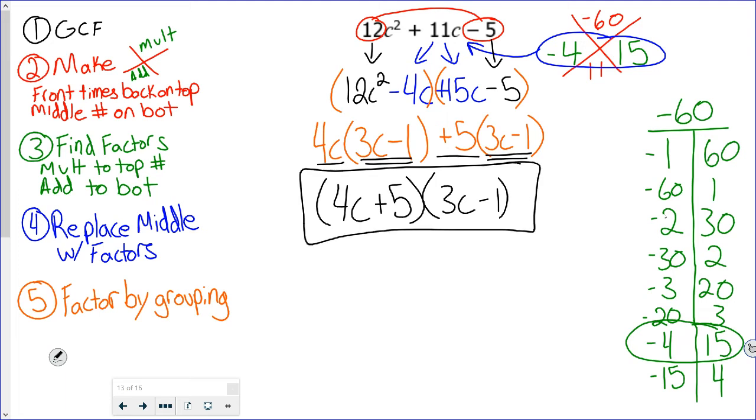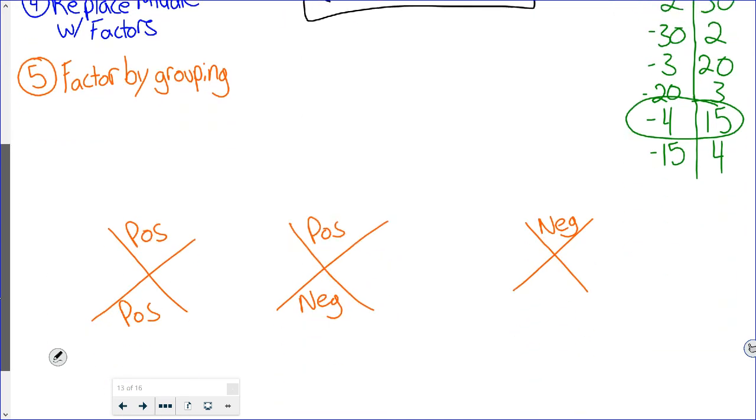Beautiful. Okay, so this is our final answer. If you FOILed this back together, you would get our original answer up here, that 12c squared plus 11c minus 5. These are the same thing. Remember, we're just rewriting these so that if we want to use this factor form, we can later. All right. Cool.